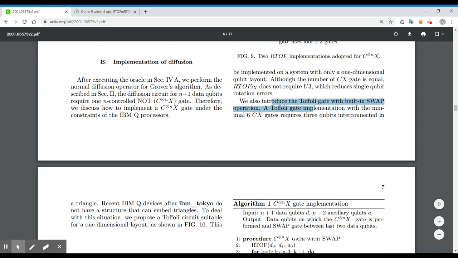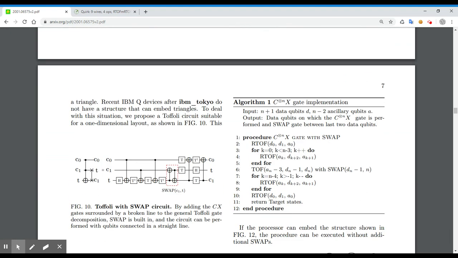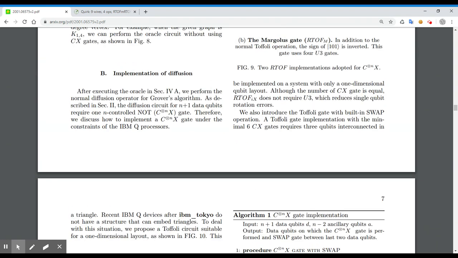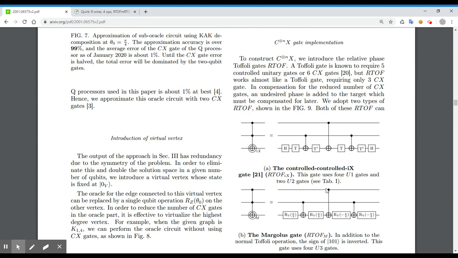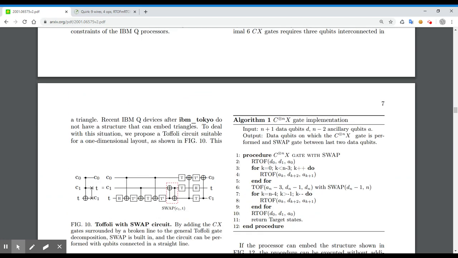So we also introduced a Toffoli gate with a built-in solver. Toffoli gate implementation with a minimal 6 CX gates across 3 qubits interconnected. Recent IBM devices do not have a structure that forms triangles, so the situation was a Toffoli circuit suitable for a one-dimensional layout. Those layouts just need a linear interconnection, right? Because it's 0 to 2, 1 to 2. That's it. They can also be implemented in these architectures.